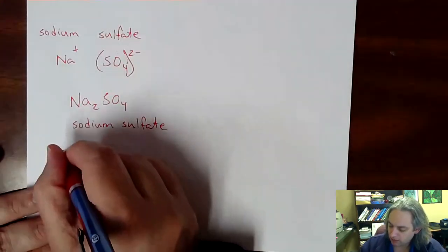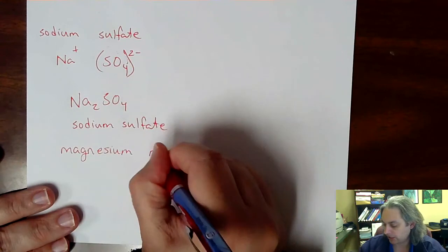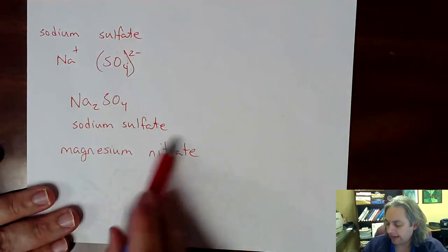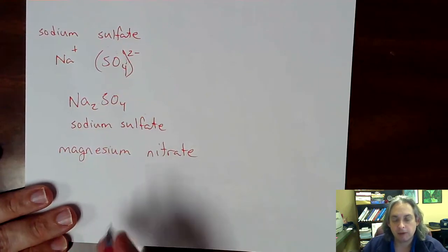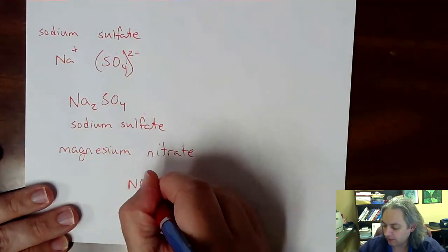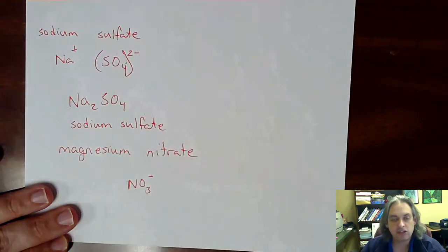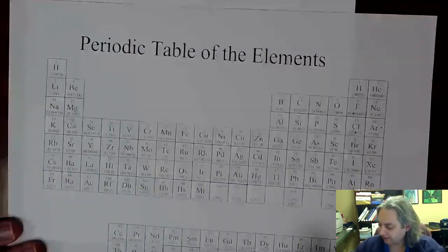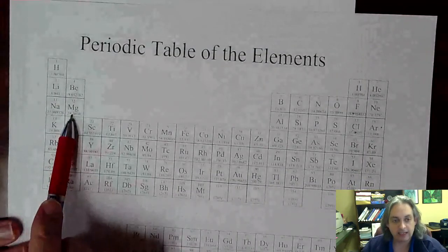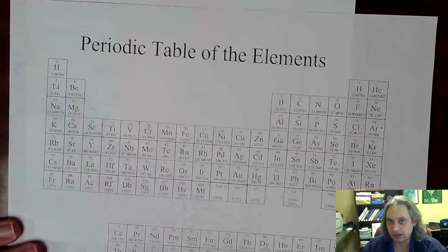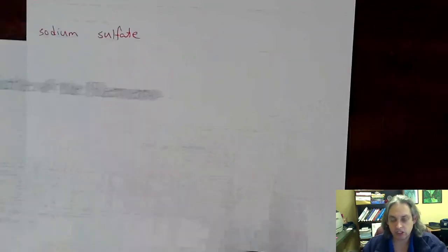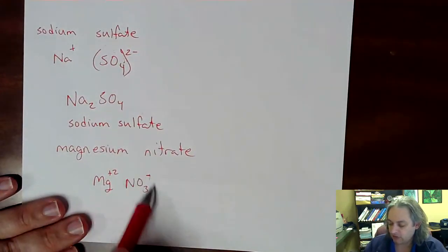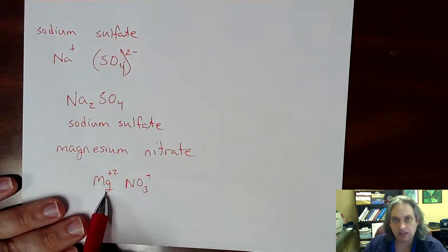Let's try magnesium nitrate. It would be another ionic compound that has a polyatomic ion. So nitrate is a polyatomic ion. Nitrate's formula is NO3 and it has a charge of -1. We try to find magnesium on the periodic table. It's right here in the second column. So that means we do not need to use Roman numerals. It has a charge of +2. And so to balance out everything, we need to have 2 of these nitrates for every one of these magnesiums.